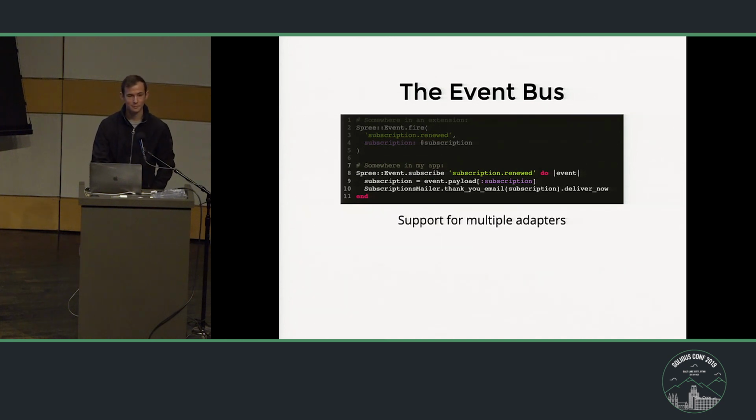It has support for multiple adapters. The default one is based on Active Support, but you can also easily write your own. And you can even make it asynchronous by using something such as Redis or RabbitMQ. And you can subscribe with a block, as I'm doing in this example, if your logic is quite simple. Or if it's a bit more complex, you can define an entire class, which comes in handy if you want to unit test it. And finally, it's completely integrated in the extensions ecosystem.